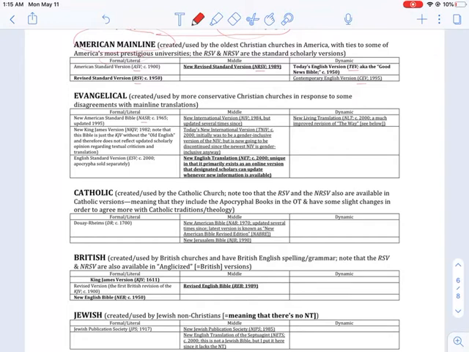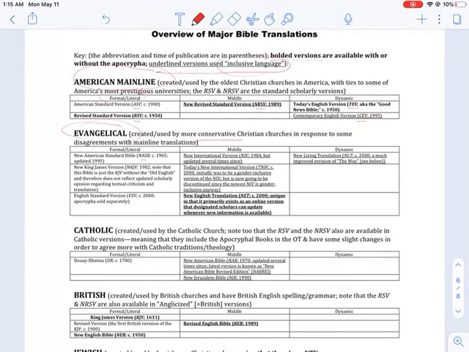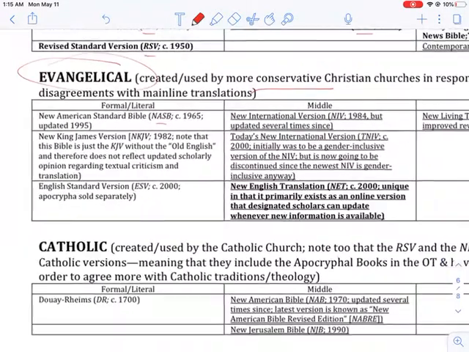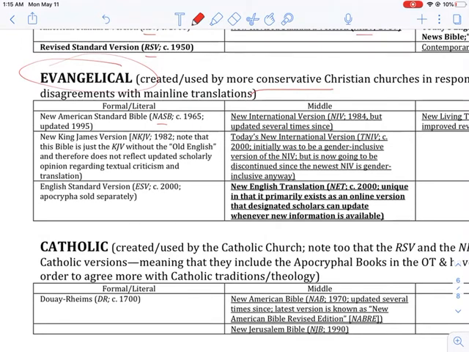Another school or overarching type is evangelical translations. These are by more conservative Christian churches, and many of them came about because people disagreed with the changes that were made to the Bible due to inclusive language or due to reinterpreting prophecies, so they didn't point to Jesus as directly. So in these evangelical translations, they tend to have more theological editing, as the translators tried to show certain things about the Bible.